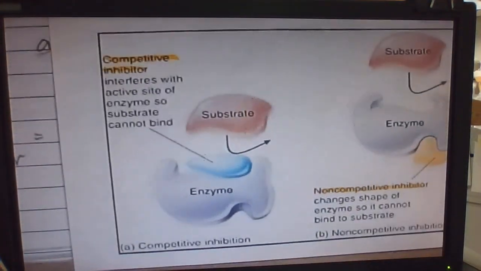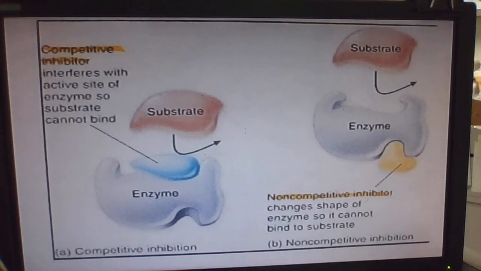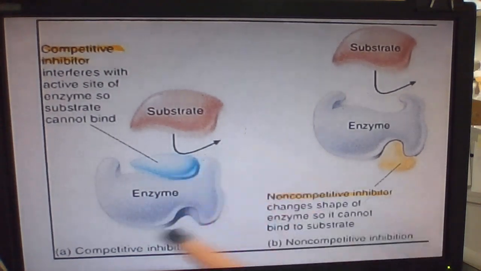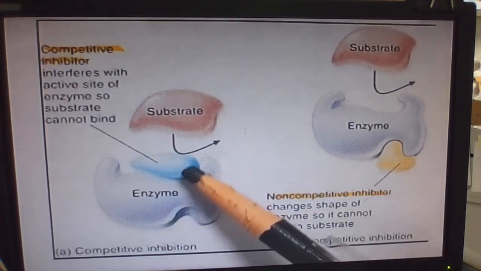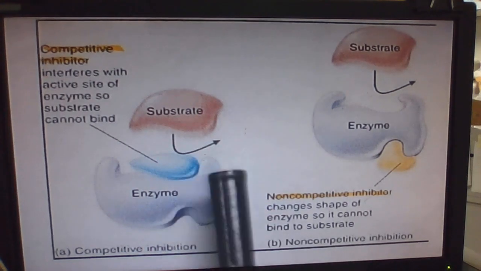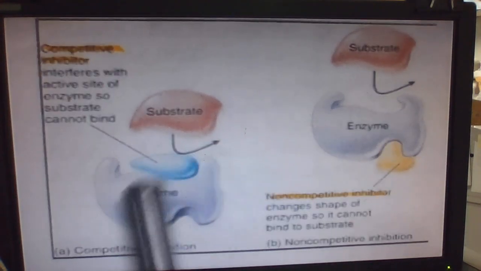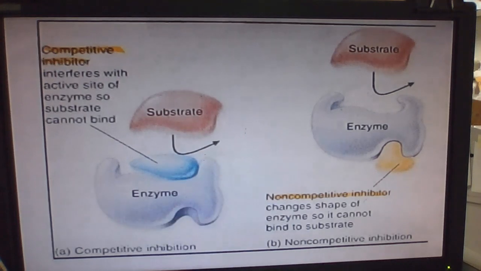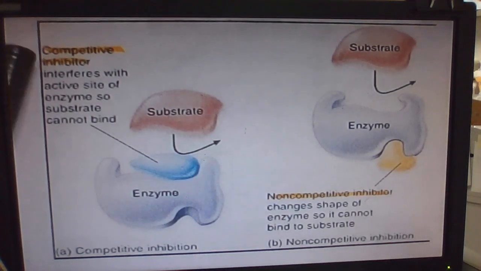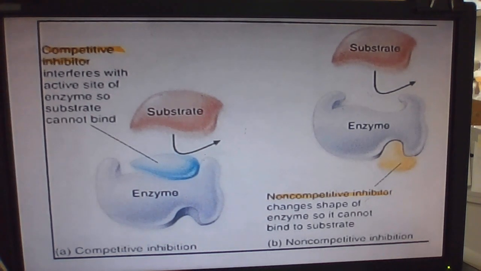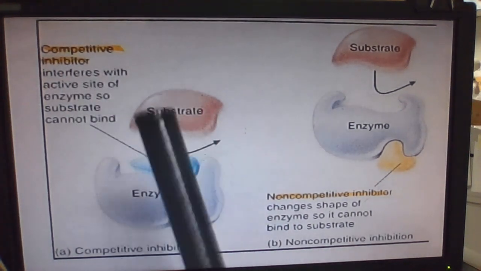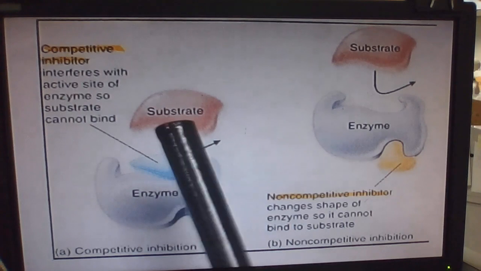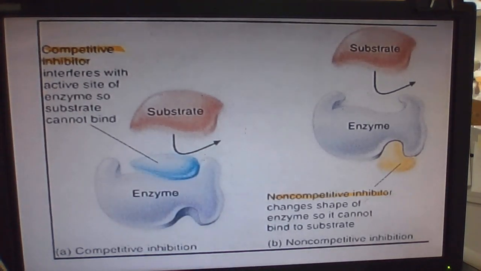A competitive inhibitor is one that's going to be right in the way of the active site. So this little blue teardrop looking thing is an example of a competitive inhibitor. It is interfering in that active site so the substrate cannot bind to it. A competitive inhibitor interferes with the active site of the enzyme so the substrate cannot bind. The competitive inhibitor is competing for that particular spot.